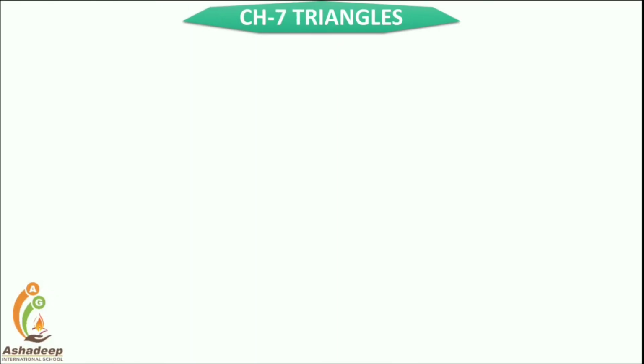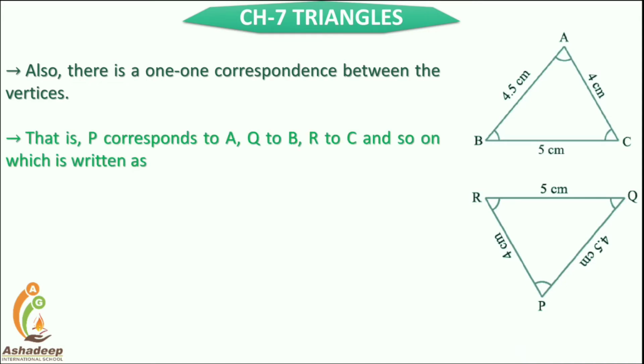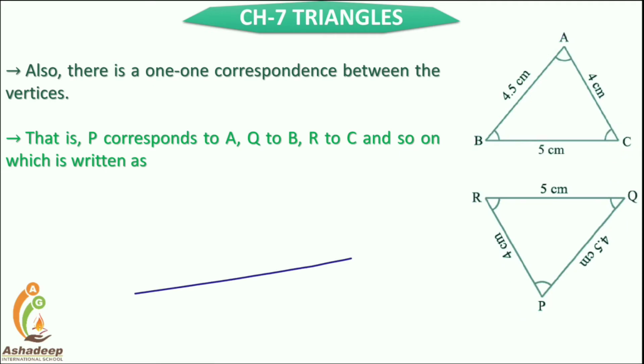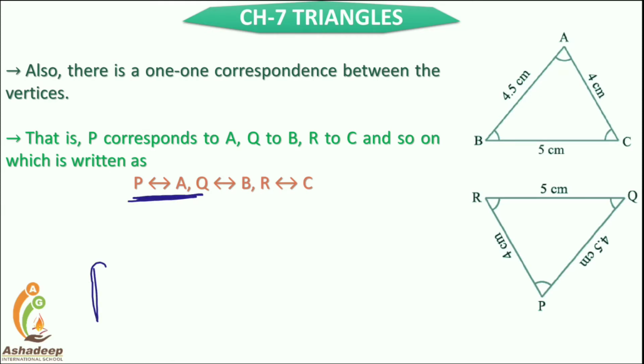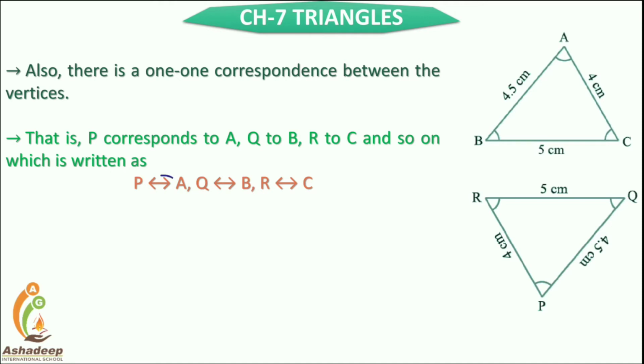Okay, now let's move ahead. Also there is a one-to-one correspondence between the vertices. P corresponds to A. Corresponds means what? A and P are equal, B and Q are equal, C and R are equal. So that is called the correspondence. So P corresponds to A, Q corresponds to B, and R corresponds to C, right? So this sign denotes the correspondence.